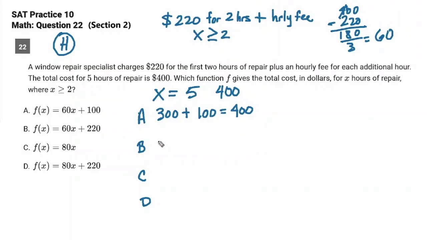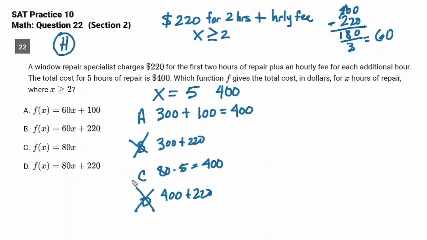60 times 5, that's 300 plus 220. You can ballpark this out. That's clearly not going to be 400, so it's gone. 80 times 5, hey, that's 400, but I was expecting that because I was lazy. 400 again, 80 times 5 plus 220, ballpark that out, that's not going to be 400. All right, so I'm down to A and C.